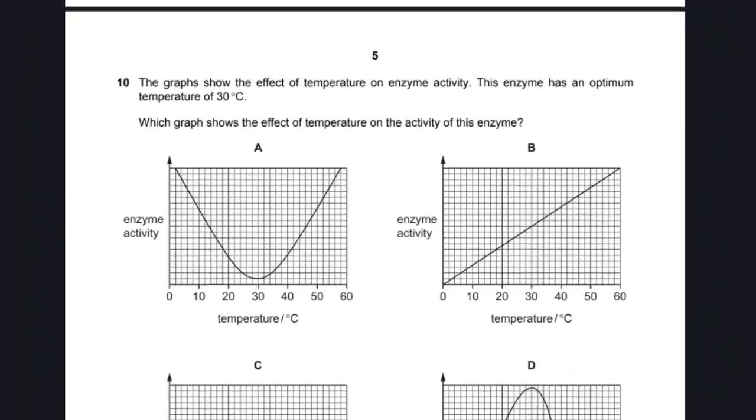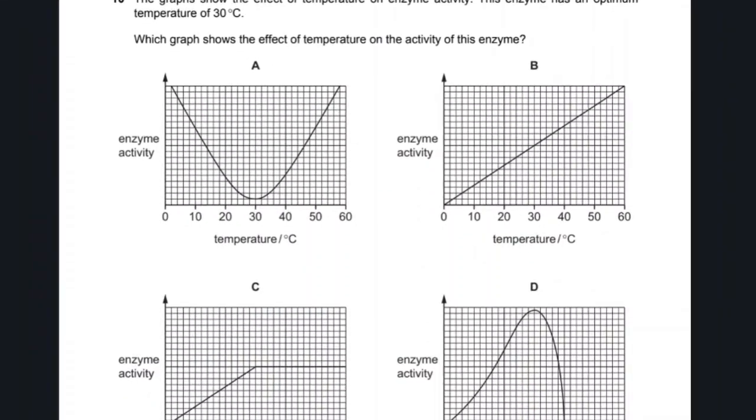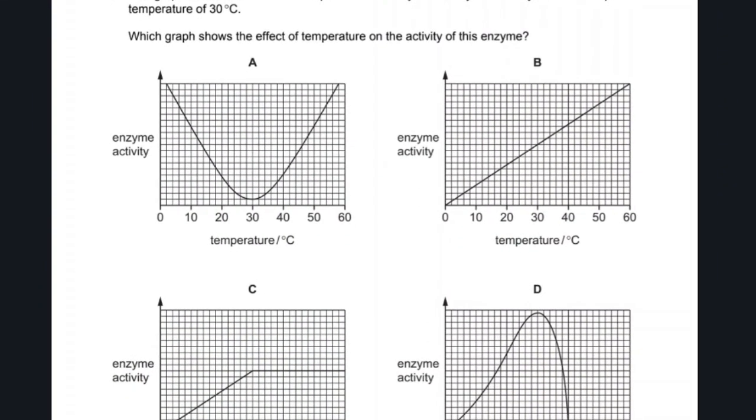Here they have shown 4 different graphs, and 30 degrees is the optimum. Which graph shows the effect of temperature on the activity of an enzyme? Actually, when we increase the temperature, the enzyme activity increases. If we have a substrate and we have the enzymes and we keep on increasing the temperature, there are more collisions, a faster rate of reaction. This is shown by graph D.